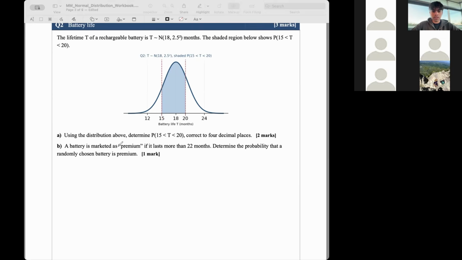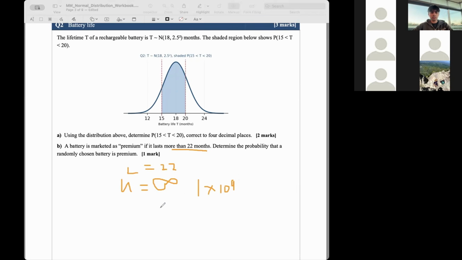So it's marked as premium, and you're going to find out the probability of it being premium. So it has to last more than 22 months, which is the same as the lower being 22, upper being infinity. So you just sub in a really large number. So you can just do 1 times 10 to the power of 9 or something like that. That'll be large enough to give you 4 decimal places. And then, of course, the mean and the standard deviation.